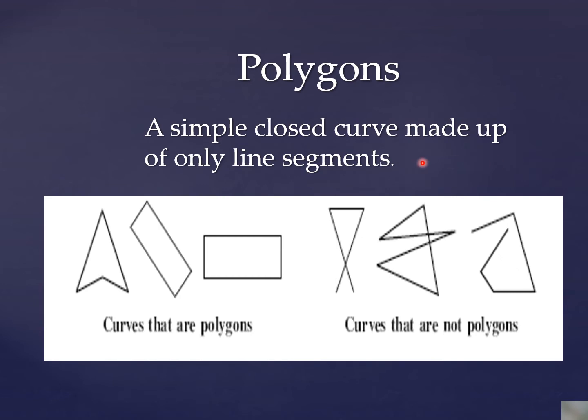Now we are coming to the main topic for this chapter, which is polygons. So what is a polygon? A simple closed curve made up of only line segments. Please remember, these are very important things. It should be simple, it should be closed, and it should be made up of only line segments. So you can see here, these curves are polygons. They are all simple and closed. And these curves are not polygons. This is not a simple one, and this is again not a simple one, crossing itself, and this is not closed. This is open.